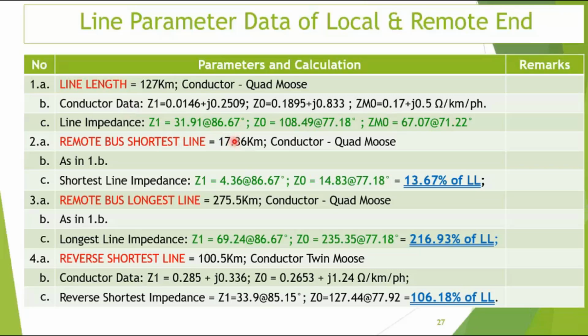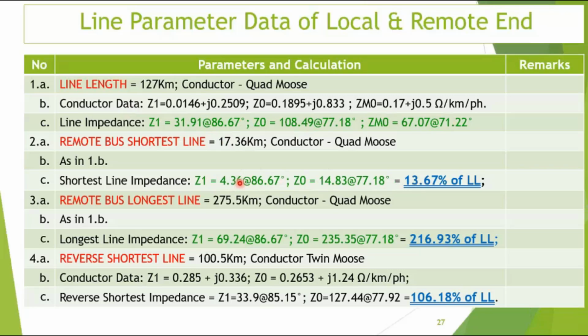And the remote bus also like this, I get Z1, Z0. Now what I do is I convert this Z1 in terms of my line length. That will be of a help to me, as will be understood later.